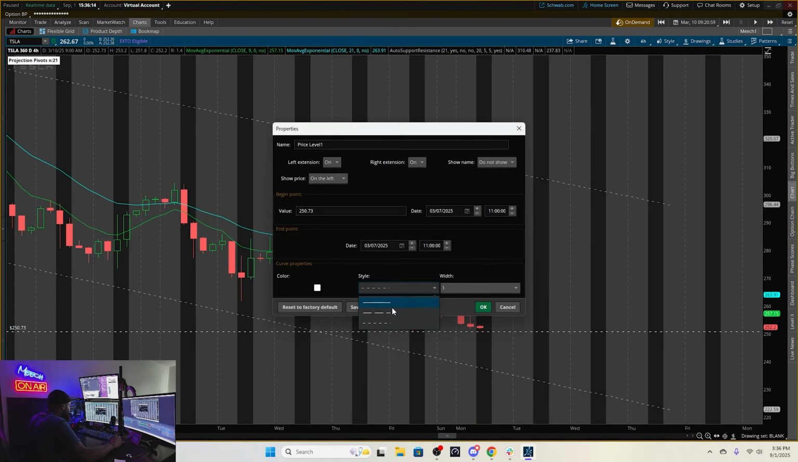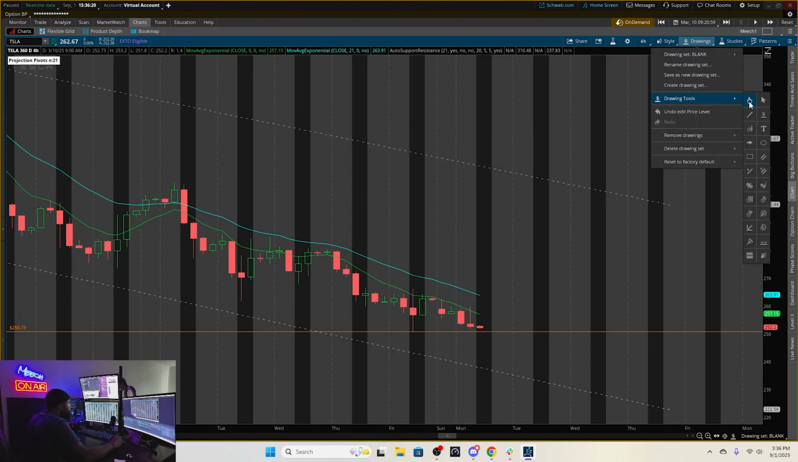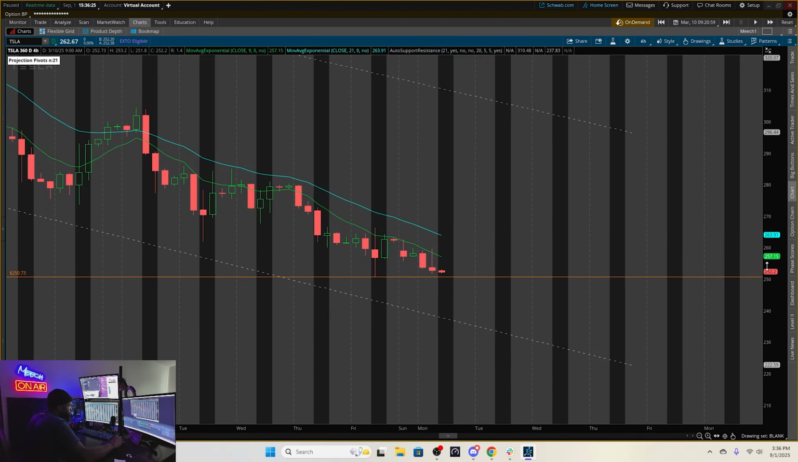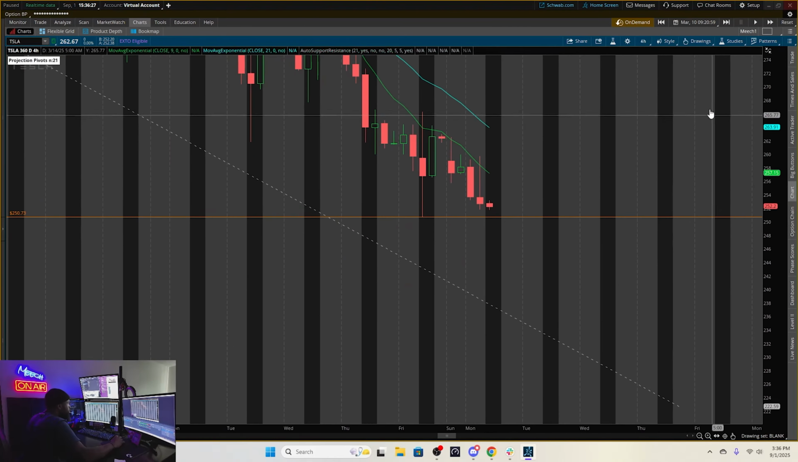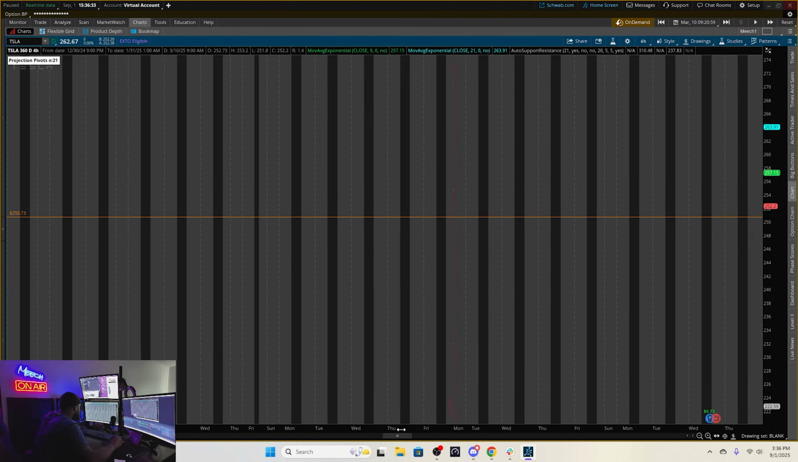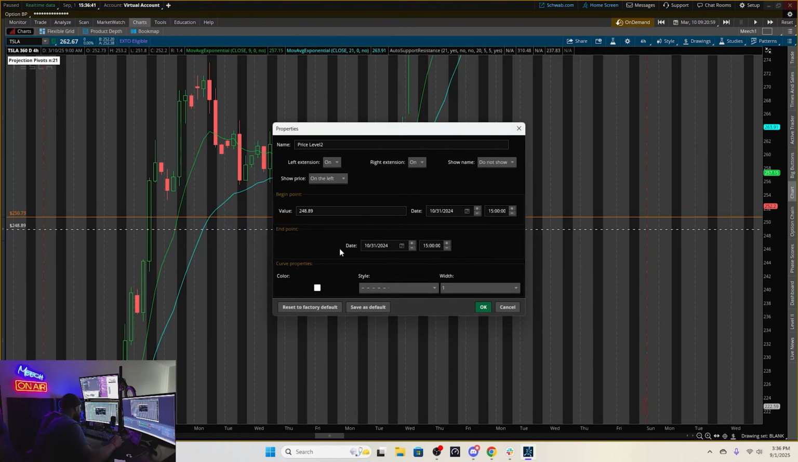Boom. That's the prior day level. Let me see something. All right, we're on the 4-hour time frame now. Boom. Let's see. So we got a support that lines up with a resistance.